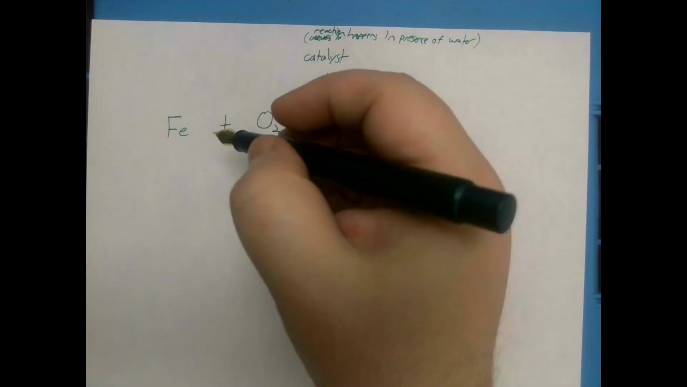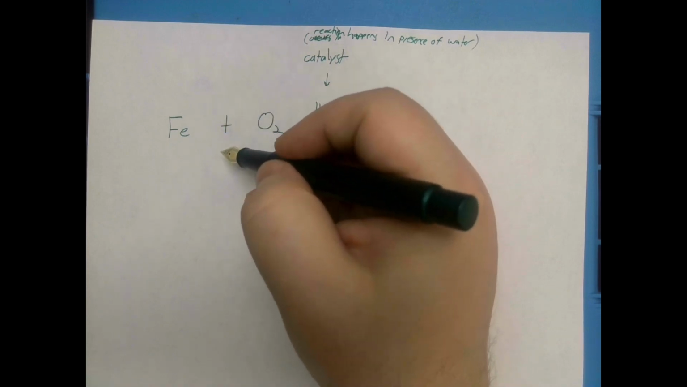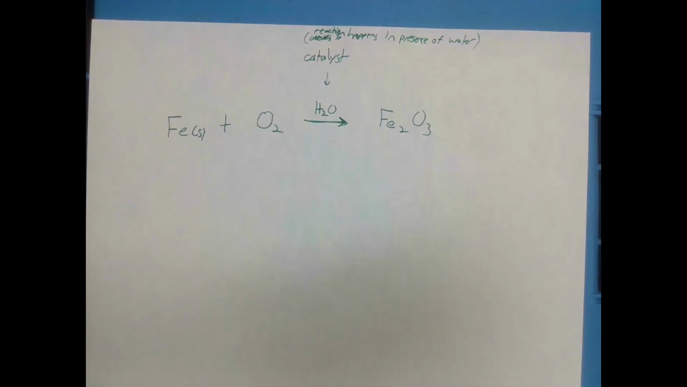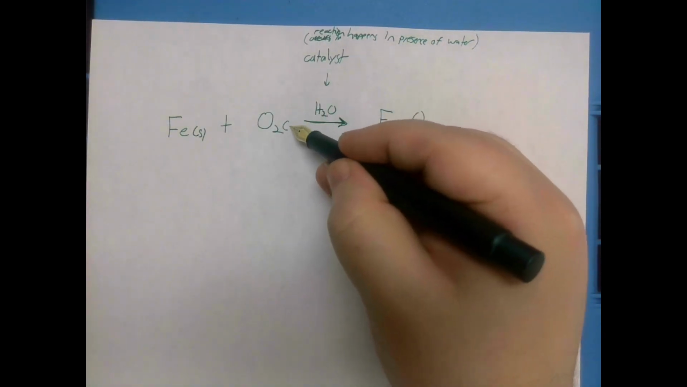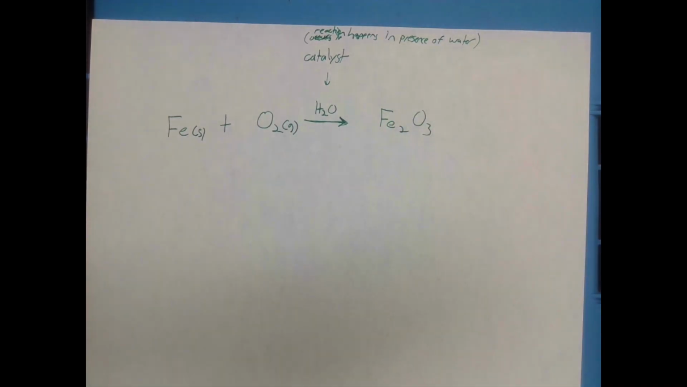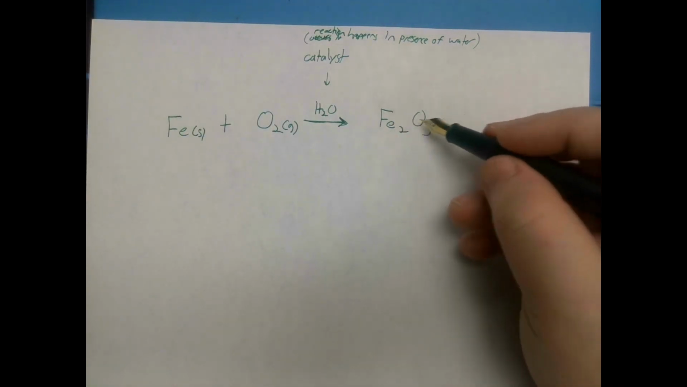Iron. What state is it in? Solid. O2. What state is it in? Gas. And Fe2O3. What state is it in? What is Fe2O3? What's the common name for it? What is the proper name for it? How would you name this chemical?